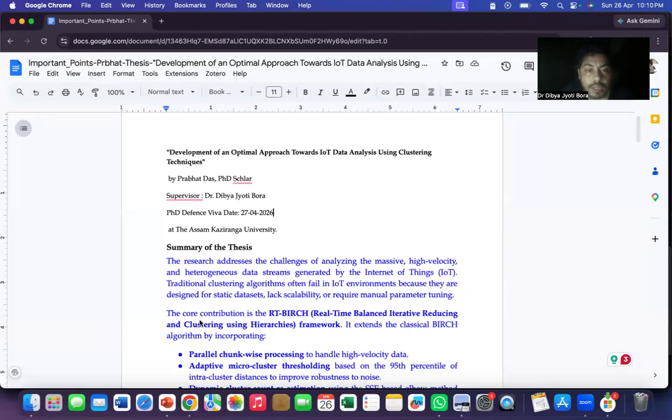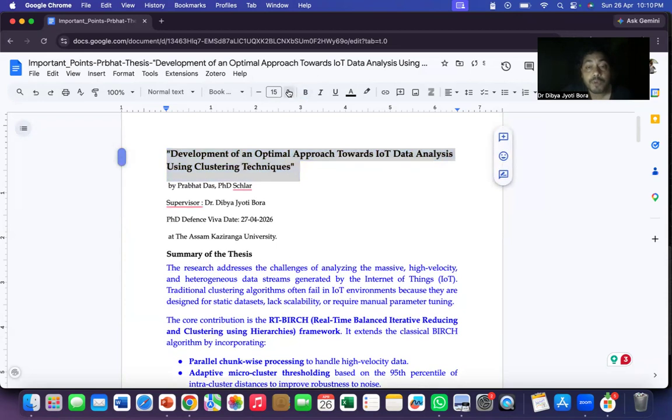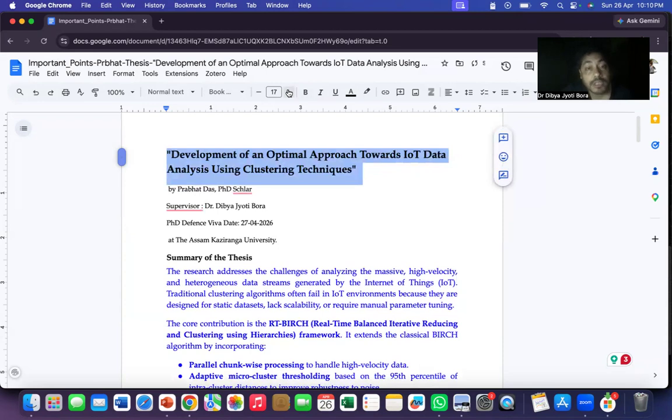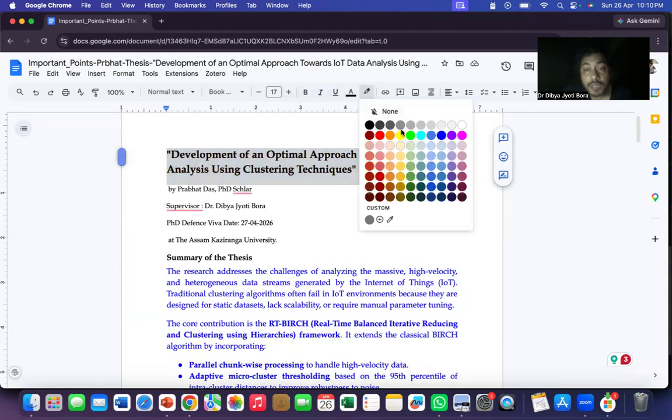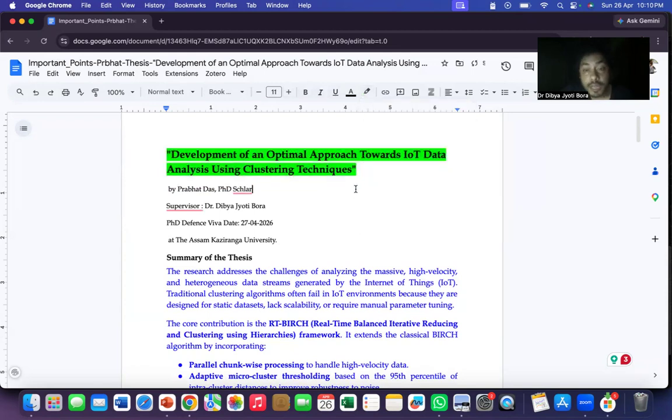I hope you can see the screen. The title of the work is Development of an Optimal Approach towards IoT data analysis using clustering technique. So you can see this work is a combination of two important fields, that is artificial intelligence, which is a part of the clustering techniques, and IoT.